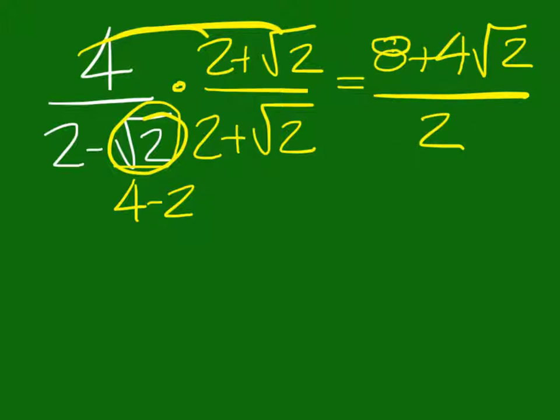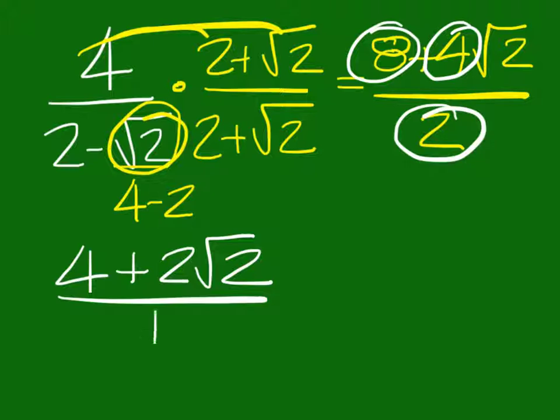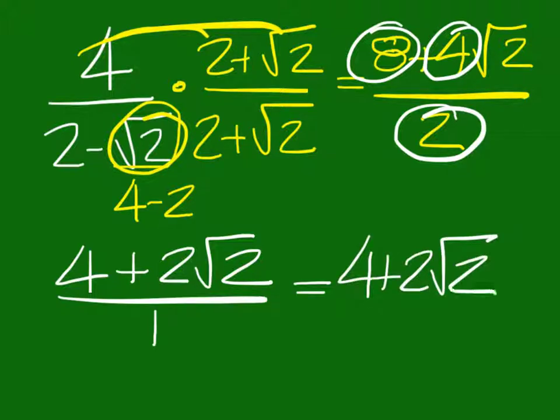But can you find a number that comes out of all 3 of those? 2. So if you can find a number that comes out of all 3 of those, divide each of those numbers by that number. If you divide all of them by 2, that gives you 4. This by 2 is 2. And on the bottom, if you divide that by 2, you get 1. What can we not have in the denominator? 1. So your final answer is 4 plus 2 square root of 2. Can you reduce that? No.